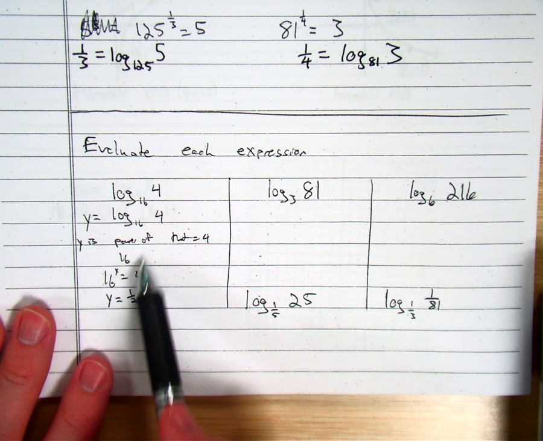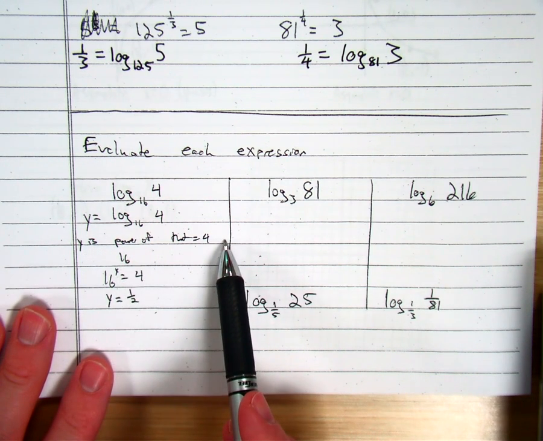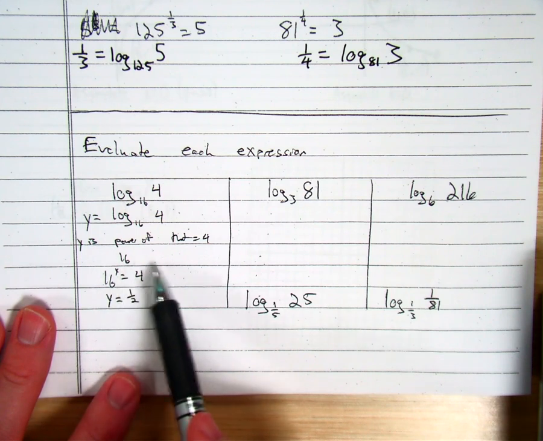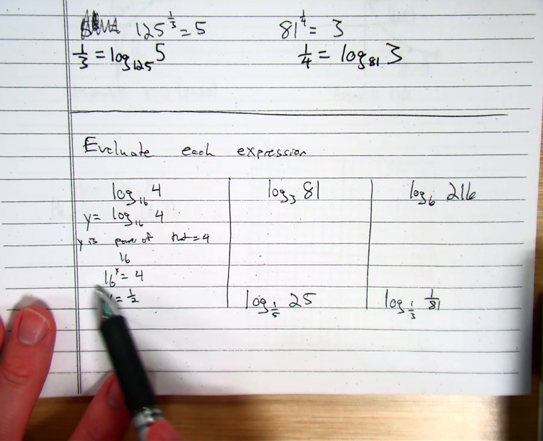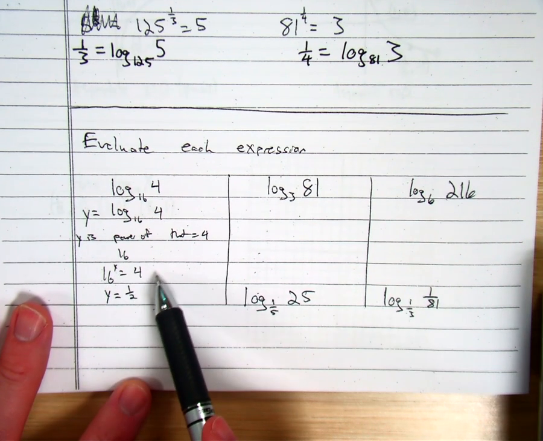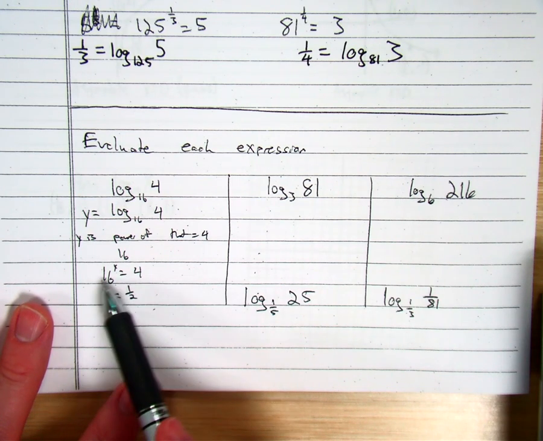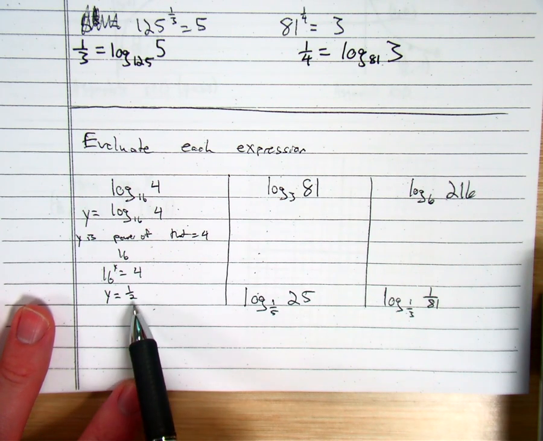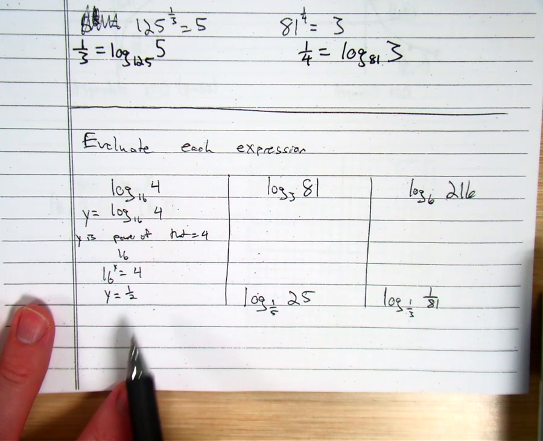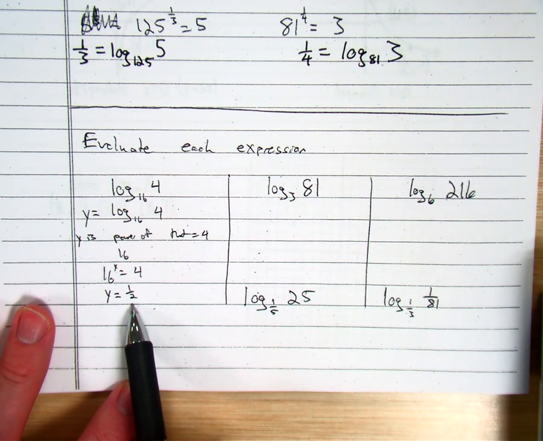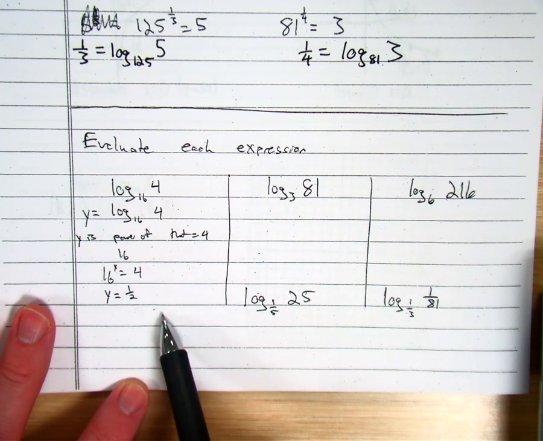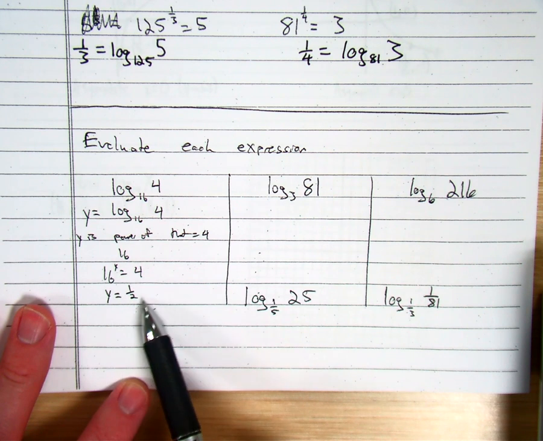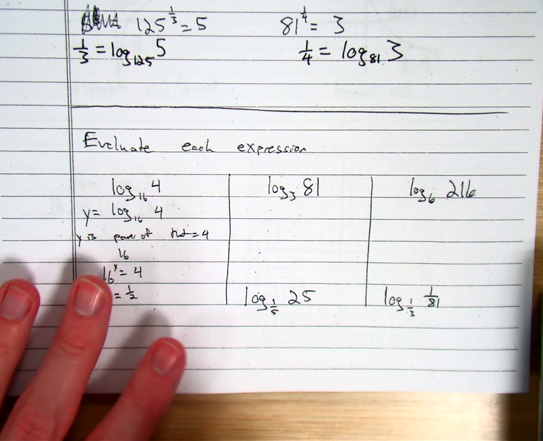Y is the power of 16 that equals 4. 16 to the y equals 4. Then you might be able to look at it and figure it out, or we can use our strategies from last class where we rewrite each side as a 4. It's going to be a half, because a half exponent is the same as a square root. So 16 to the 1/2, or the square root of 16, should be 4.